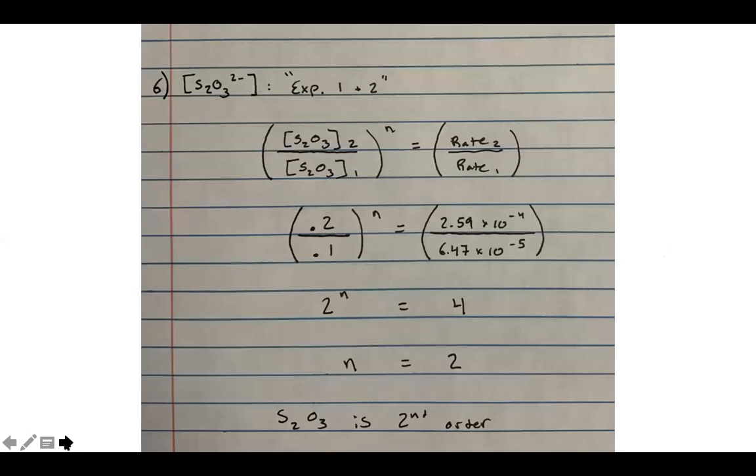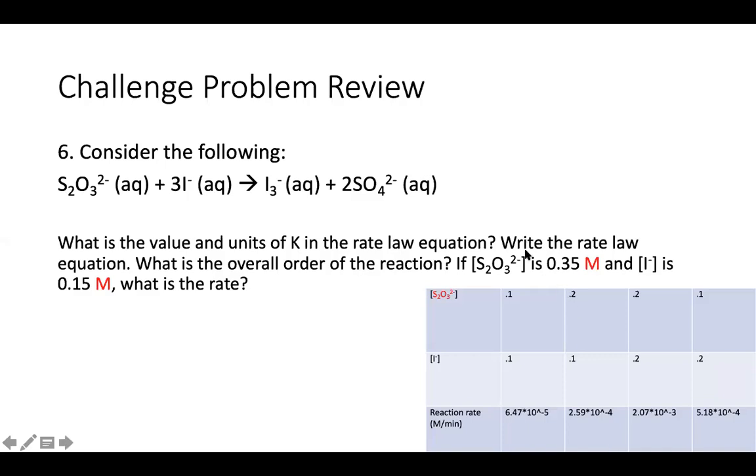Okay, so remember that when you're trying to solve for reaction order, it's important to pick experiments where the concentration of one reactant changes, but the other doesn't. So to find the reaction order of S2O3, I'm going to use experiments 1 and 2, which I correlate to these first two columns, because as you can see, S2O3 doubles in concentration, while iodine does not change in concentration at all.